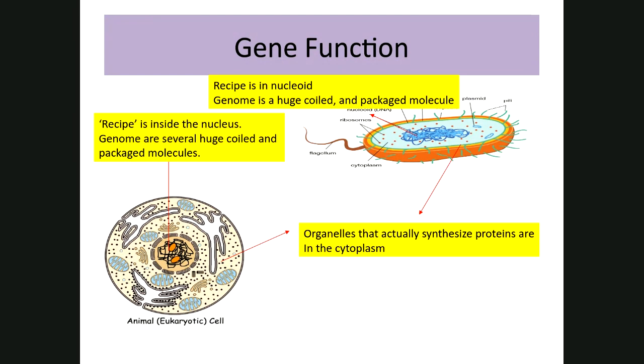In order for the cell to be able to make proteins, it has to take the recipe to the organelle within the cell where the protein is made. The organelle where the protein is made is the ribosome. So ribosomes are the organelles where protein is synthesized. Ribosomes are actually made of RNA and proteins.